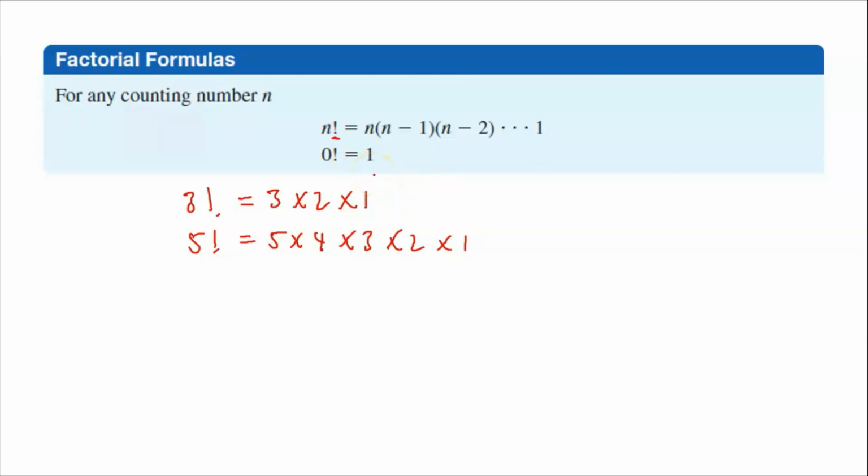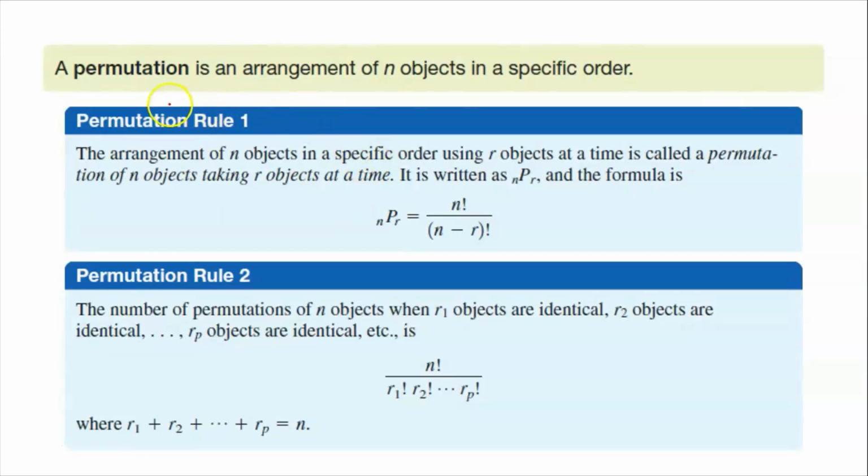Using the factorial formula, we can get the concept of permutation. Permutation is an arrangement of n objects in a specific order. There are two rules. The first rule, we use the formula of nPr. If we have n objects and you want to permutate r objects, or you want to take r objects from n with a specific order, then the formula is n factorial divided by n minus r factorial.